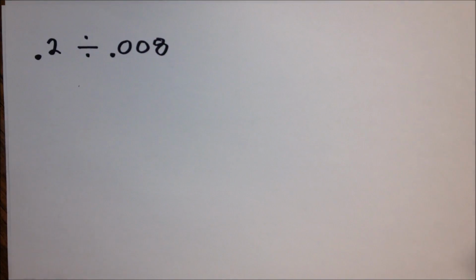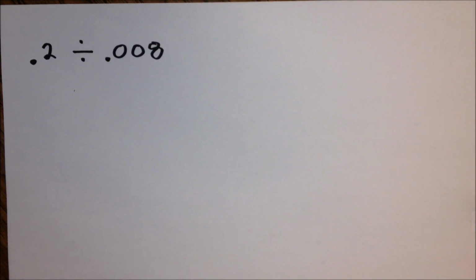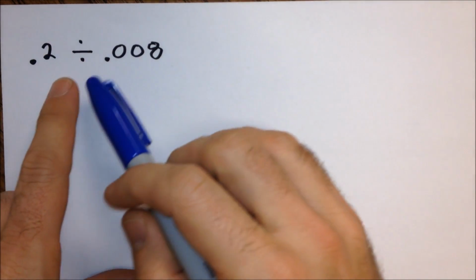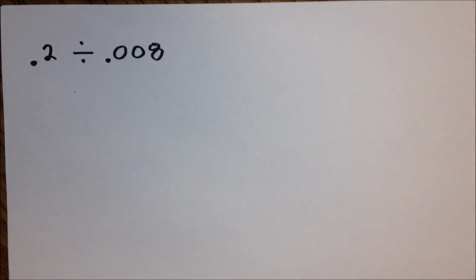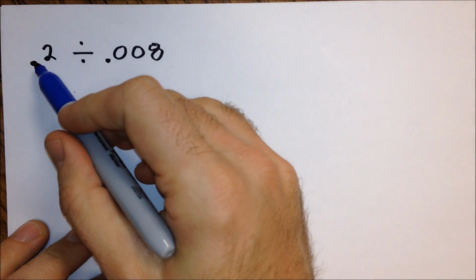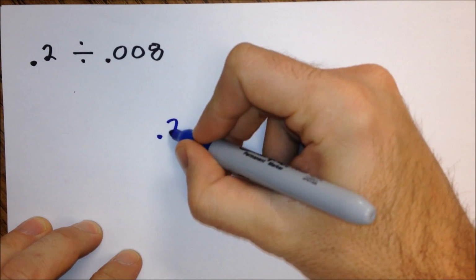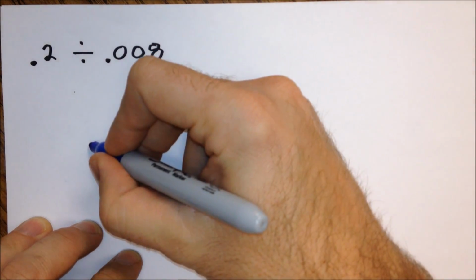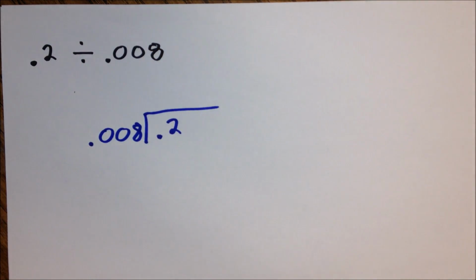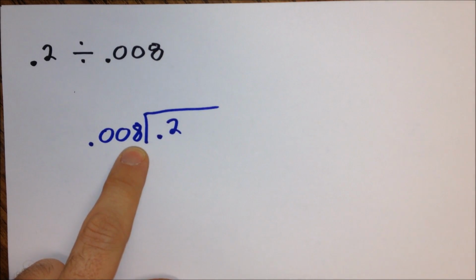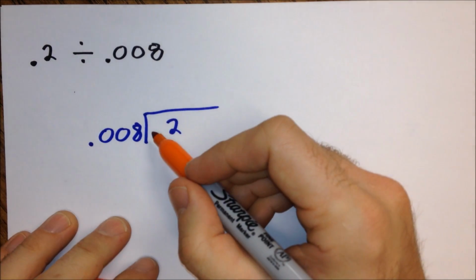Okay, now let's look at one more problem. In this one, we have 0.2 divided by 0.008, and let's see if we can think our way through how to solve this problem. Well, when we do division, we always put the inside part right here, and then we put the outside part over here. But you remember, we don't want to divide by a decimal. What we instead want to do is divide by a whole number.